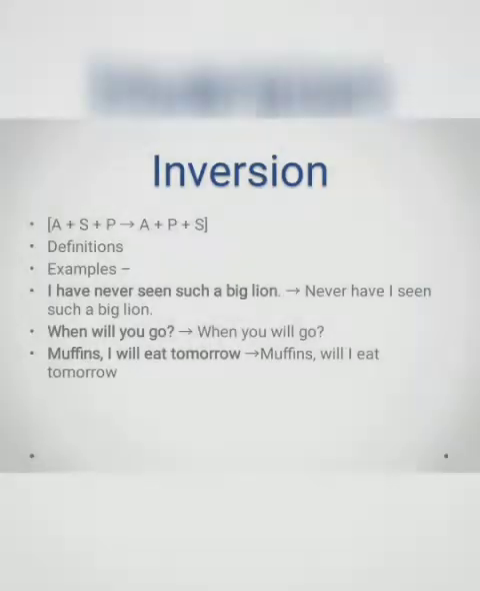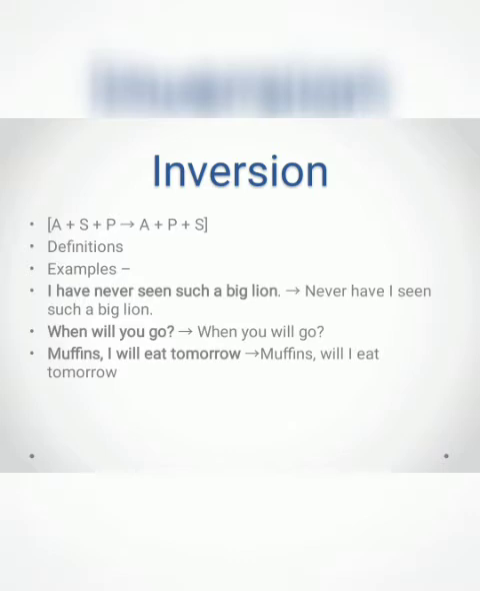First, we will see inversion. Most often, inversion is defined as a reversal of position, order, form, or relationship, such as a change in the canonical SVO order, especially the placement of a verb before its subject. That was Merriam-Webster's dictionary definition. Its general formula goes as A plus S plus P becomes A plus P plus S.